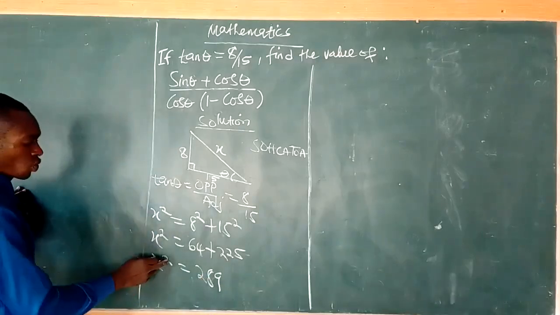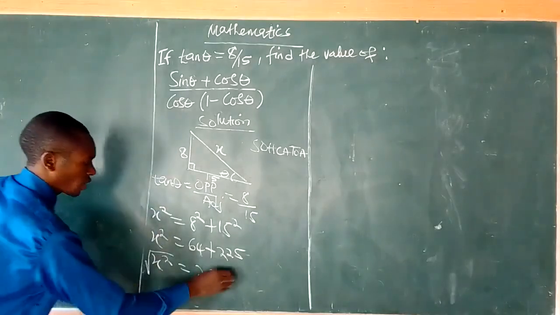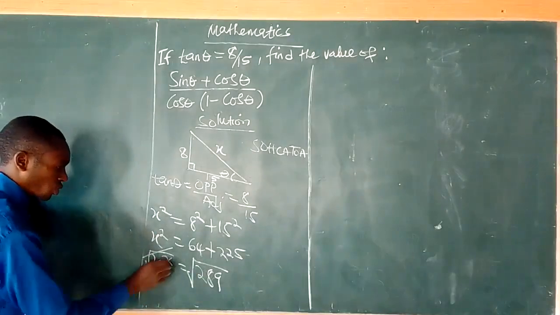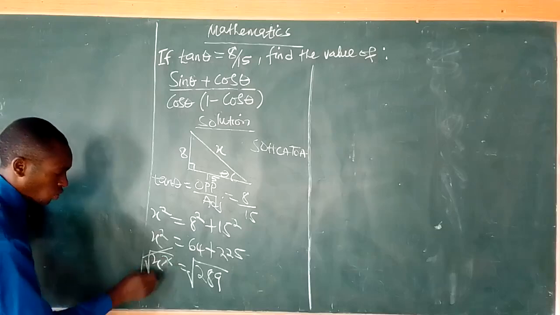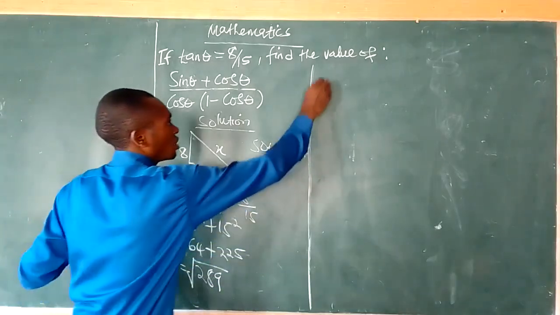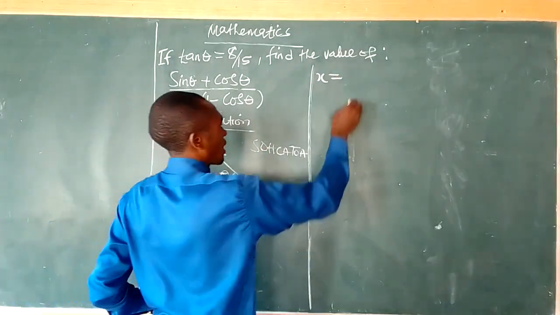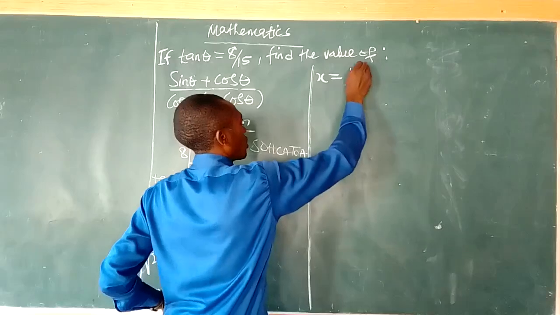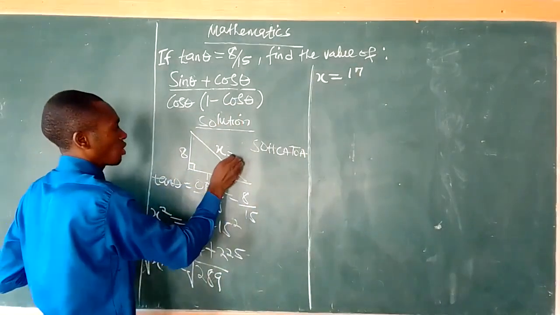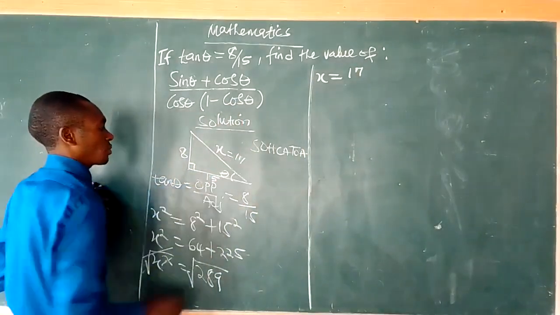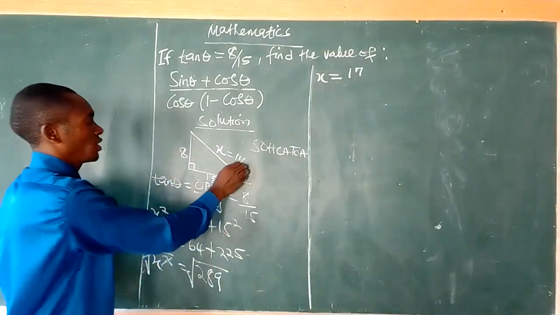Then to remove this square, we take the square root of both sides. The square root cancels the square. So all we have left is x equals the square root of 289, which is 17. So this side now has become 17.